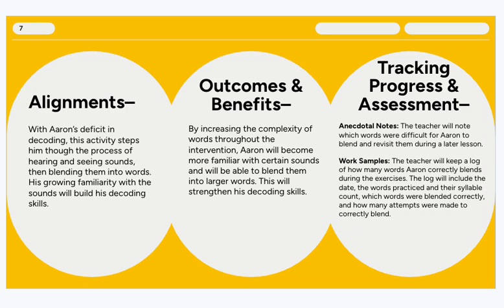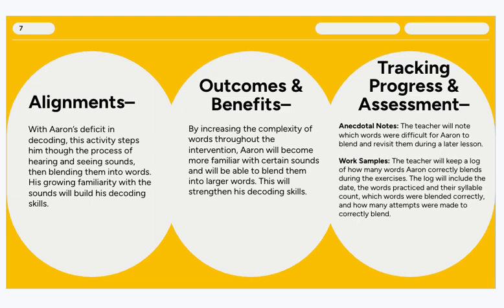So to track this, as the activity is underway, the teacher will note which words were difficult for Aaron to blend and then revisit those words during a later lesson before moving on to the next level of 3-syllable or 4-syllable words. As far as work samples, teacher will keep a log of how many words Aaron correctly blends during the exercises. The log will include the date, the words practiced, and their syllable count, which words were blended correctly, and how many attempts were made to correctly blend the words.